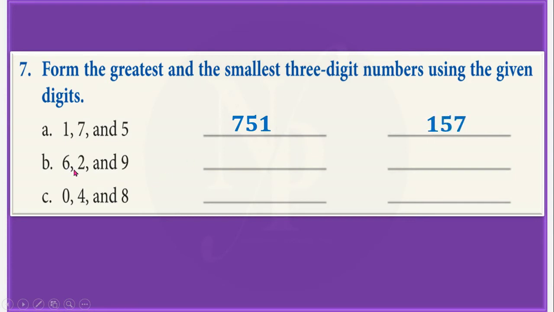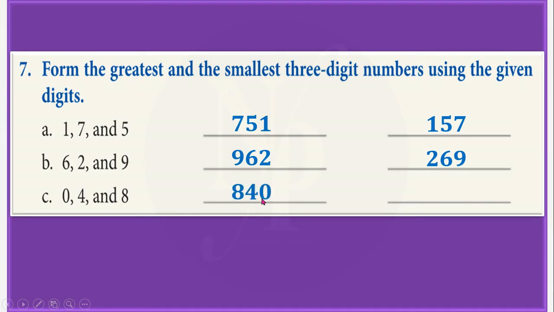B, 6, 2, 9, forming greatest number, it is 962, 962. And writing the smallest number, we will arrange the given digits in ascending order, writing 2 first, then 6 and then 9. We get 269. 269 is the smallest number. And here we have 0, 4, 8. The greatest number will be 840.